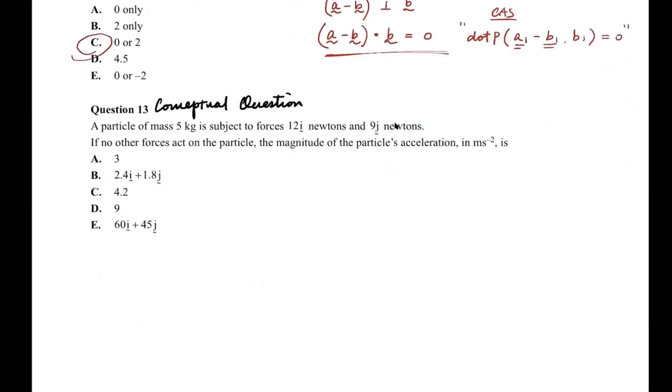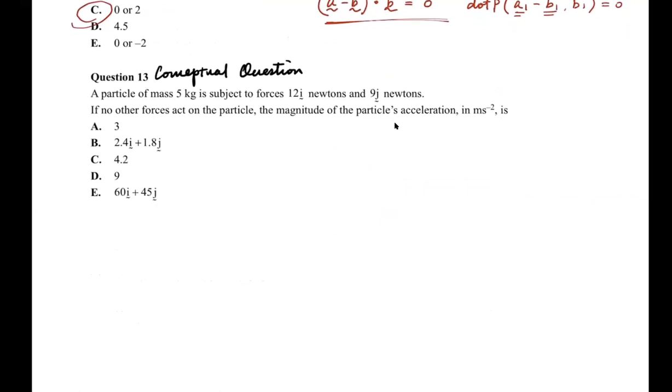Right, question 13. A particle of mass 5 kilograms is subject to forces 12I and 9J newtons. So F1 equals 12I plus 0J. F2 equals 0I plus 9J. The sum of the two forces will be the net force, which is mass times acceleration. So no other forces act on a particle. Don't use your imagination to add in something like 5G, which is 49. No, you only have those two forces. Add them up. That's it.